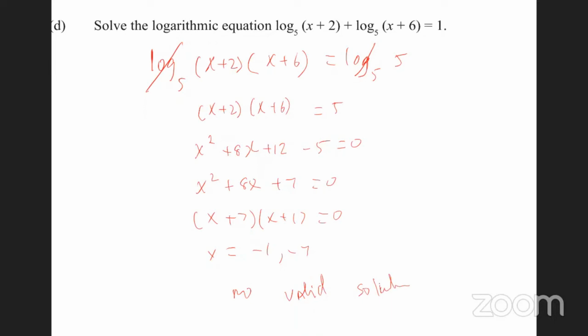Right, actually -1 could work in this question. You know, when I get negative values, there's no solution, right? If you put -7 in here, it wouldn't work because you'd have to find log of a negative value. But if you plug -1 in there, it will work, right? So I shouldn't say no valid solution. I should say only this one is not valid. -1 could work in that equation.